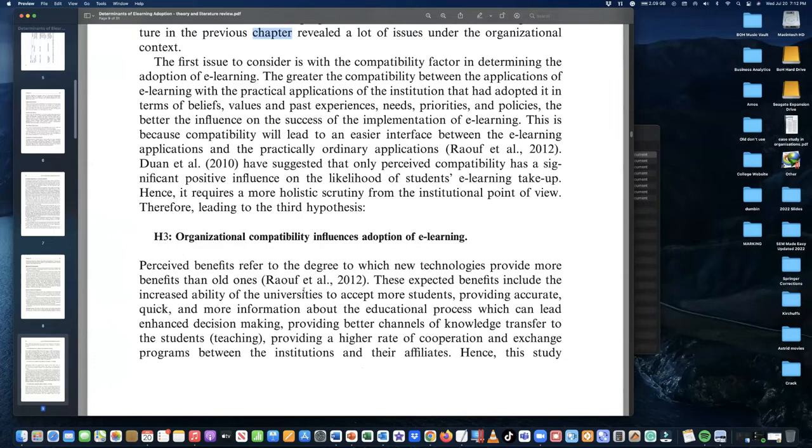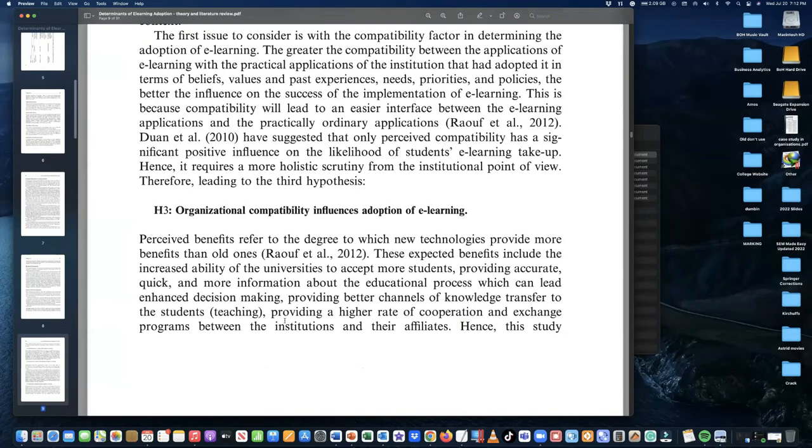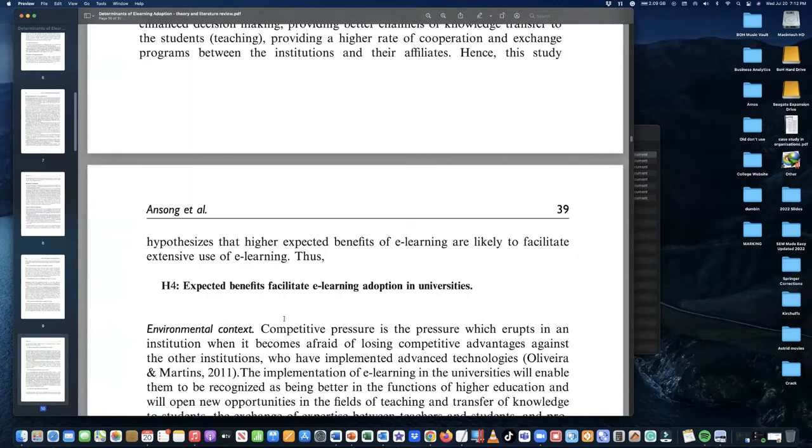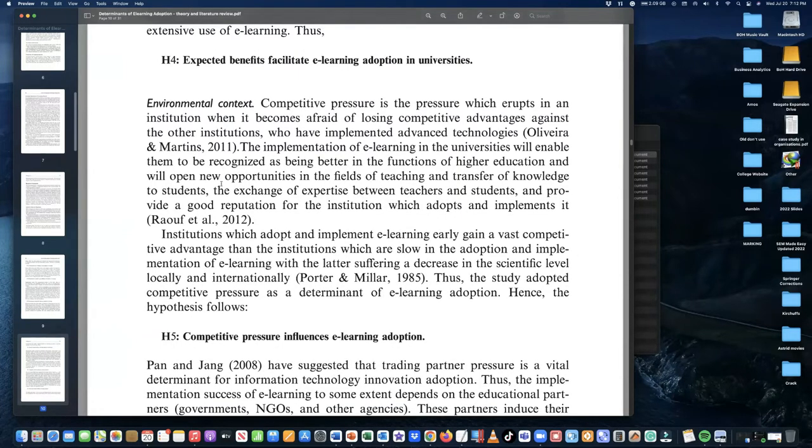Then perceived benefits: what the organization expects and what they will gain. The last one is the environmental context. So the environmental context looks at competitive pressure, the competition that the institution faces in its field of study. So you are competing with KNUST and they are going for e-learning. What are you doing? So competitive pressure is there.